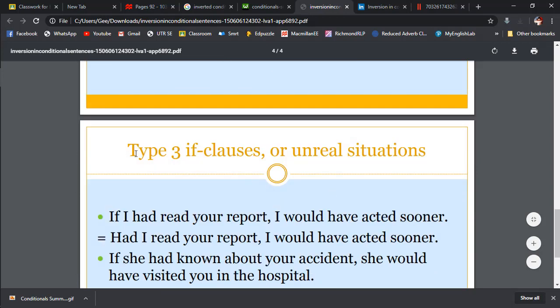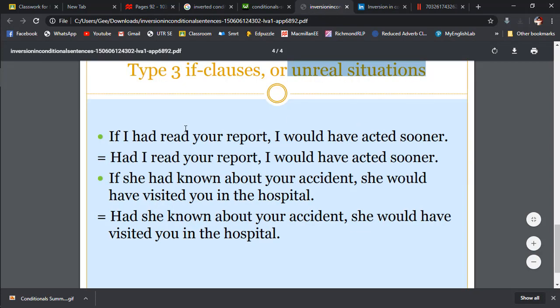Yeah. Type 3, if clauses, unreal situations. So let's see. If I had read the report, I would have acted sooner. So look, we don't use if. Yeah, we use had I. Had I read your report, I would have acted sooner.